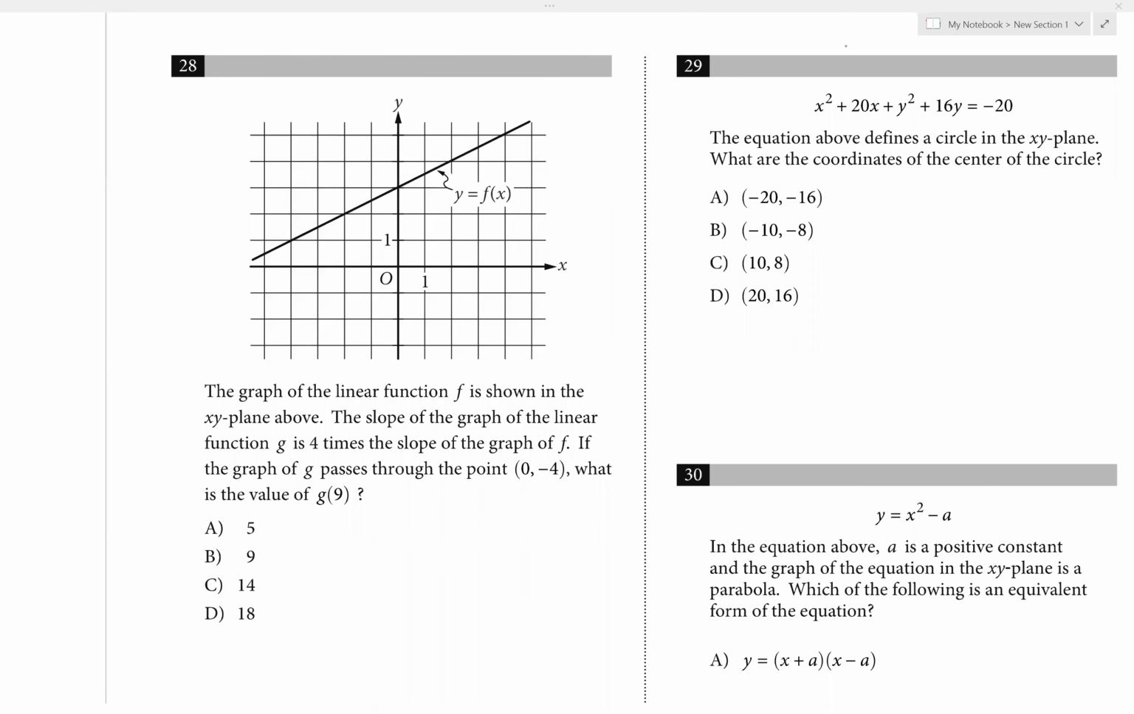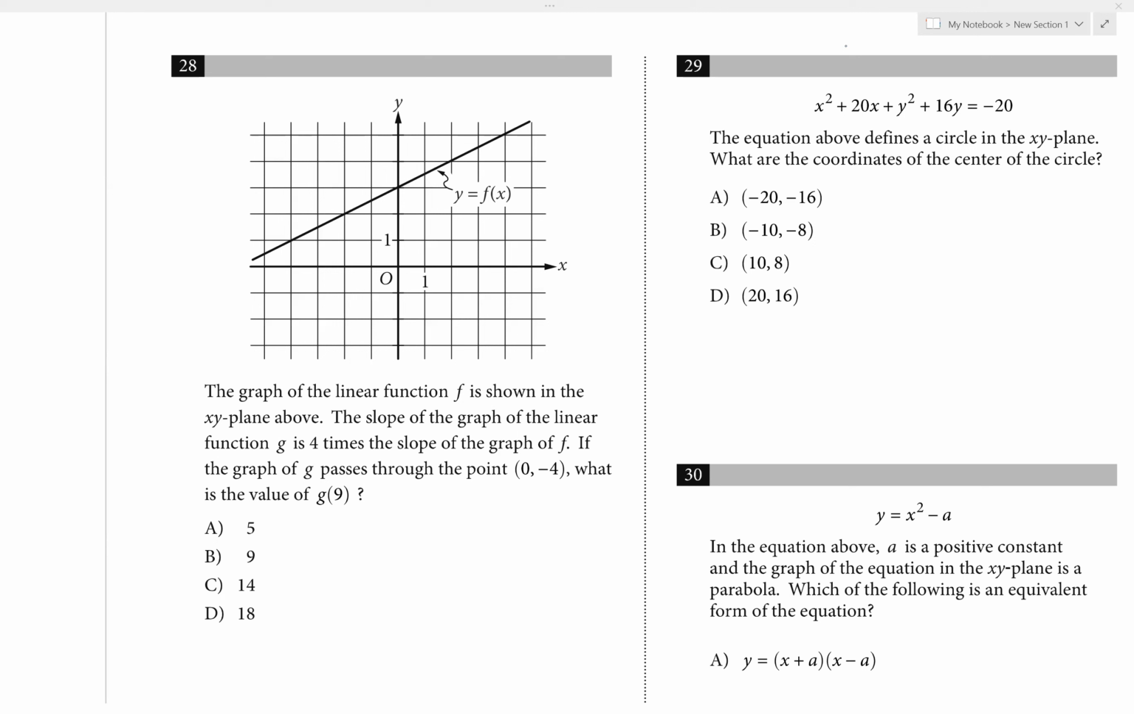Right, question 28. The graph of the linear function f is shown in the xy plane above. The slope of the graph of the linear function g is 4 times the slope of the graph of f. If the graph of g passes through the point (0, -4), what is the value of g(9)?